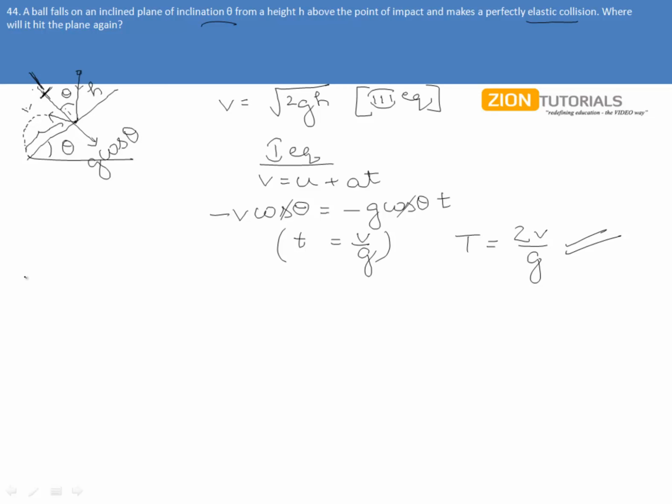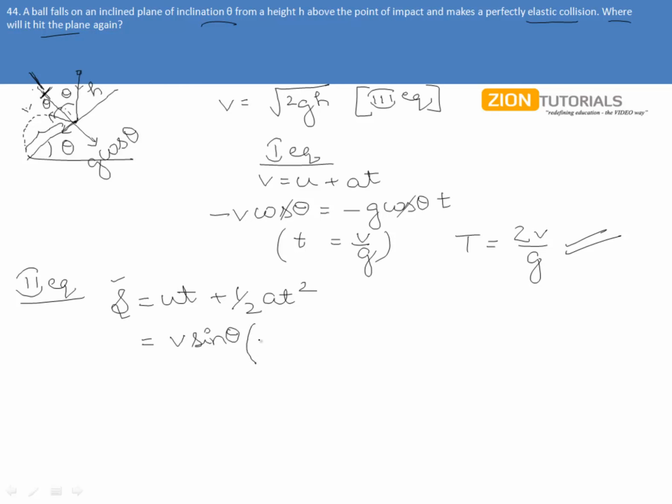Now let us again employ the second equation of motion in order to find how much it will cover, to find the answer of this question. Now we know that s equals ut plus half at square, and we need to find the s in this equation. The initial velocity being v sine theta, because it was reflected over here, so the component in this side will be v sine theta.